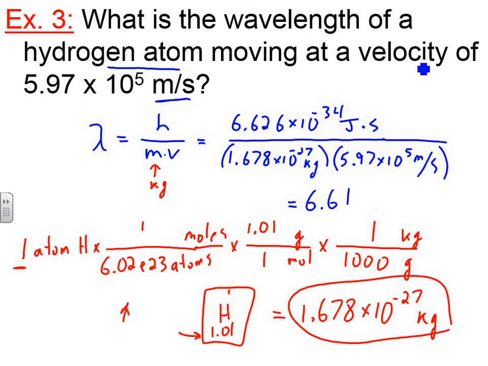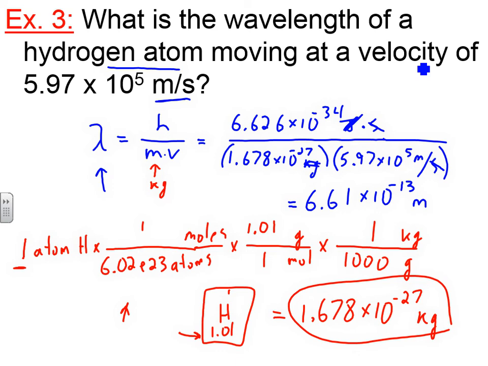Now the unit here will actually be meters because we're calculating wavelength. Wavelength is expressed in meters. Technically the seconds cancel out, and the kilograms in joules cancel out as well, so you are left with meters. So this is the answer to the problem.